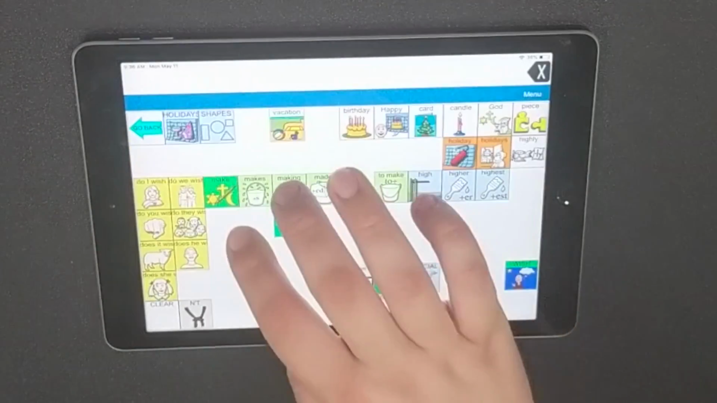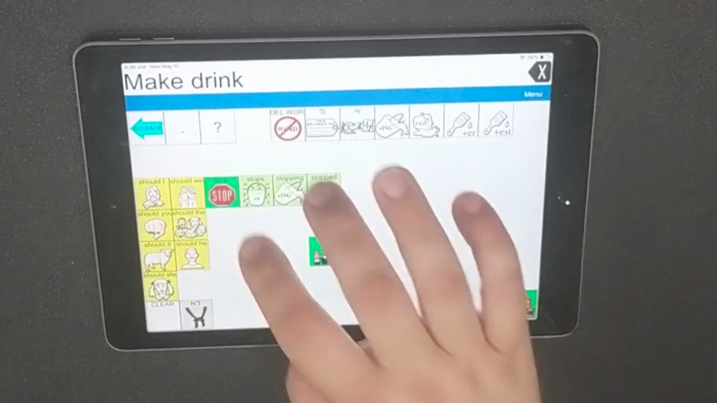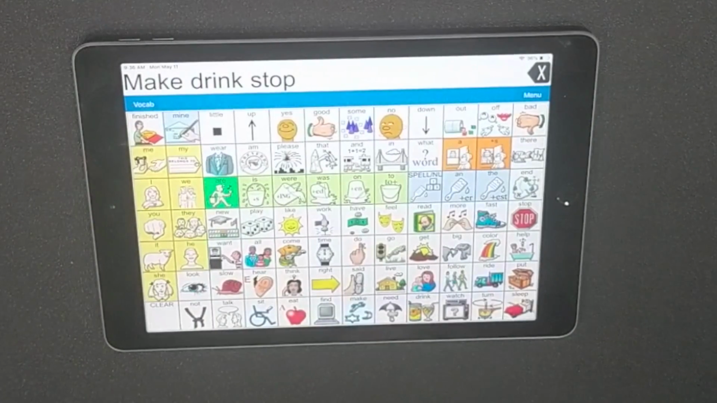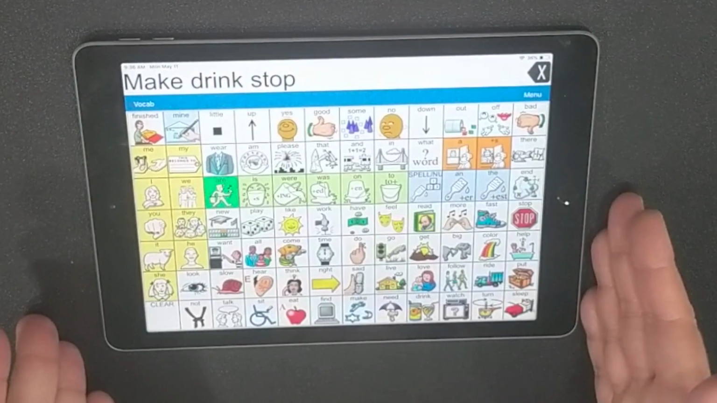So every time that you say the word "make," "drink," "stop," for instance, every time you would say those words, you would also be providing the aided language input on that student's or your child's AAC system.